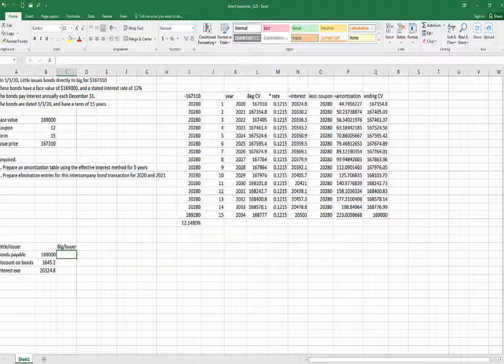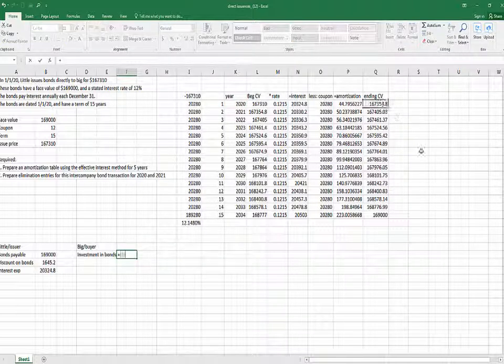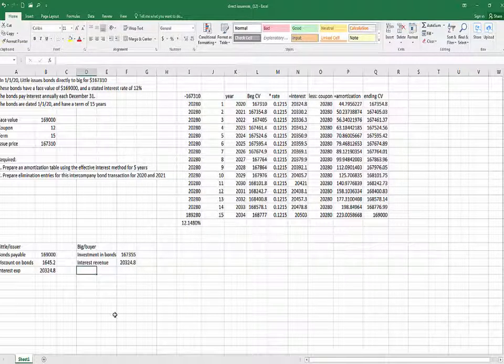The buyer, they've got an investment in bonds. I'm going to go ahead and move these over a little bit. They've got an investment in bonds, end of year value, 167,354.80, and they have interest revenue, again pulling it right off the table, of 20,324.80. So again, this is our sort of shopping list of what the two companies have on their ledgers. These bonds, from a consolidated standpoint, never existed. All evidence of these bonds needs to go away.